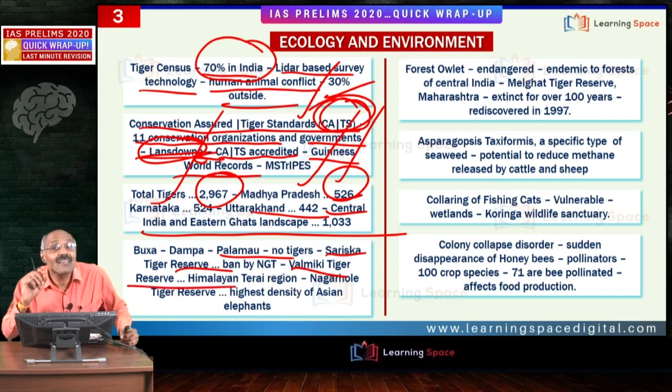This is situated in the Himalayan Terai region, and Tharus are the prominent people in this Valmiki Tiger Reserve. Valmiki Tiger Reserve is in Bihar, the only tiger reserve in Bihar. And Tharus are the tribes inhabiting this reserve. Another important aspect is that Valmiki Tiger Reserve abuts the Gandak River.